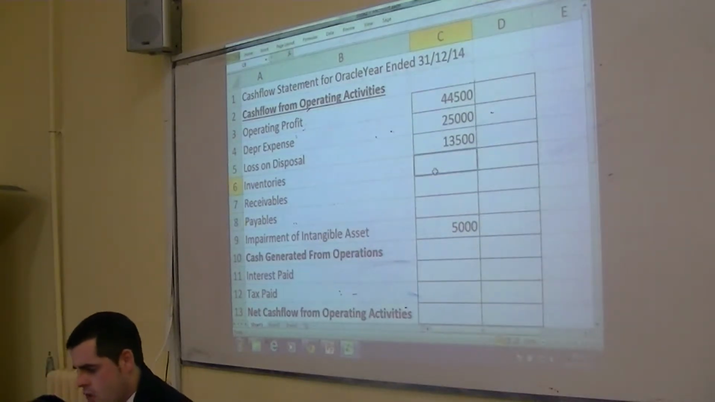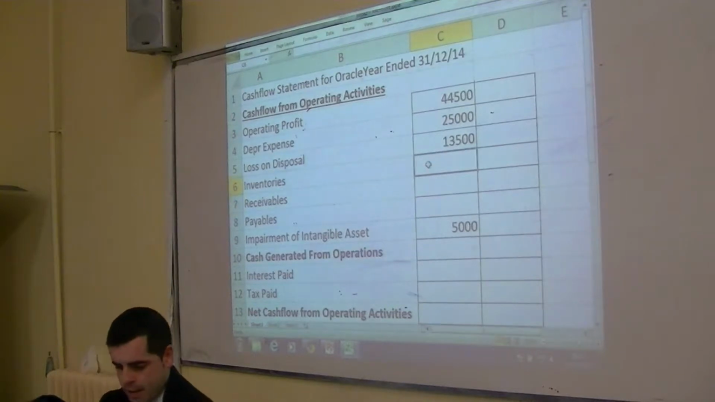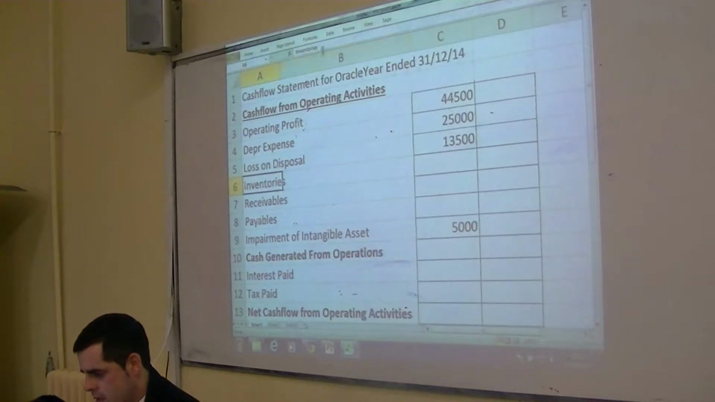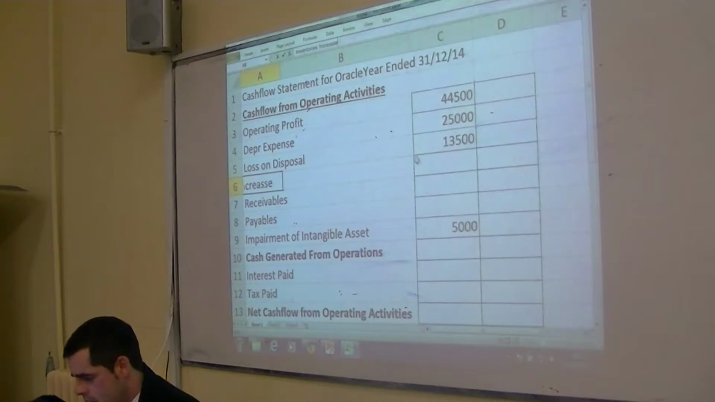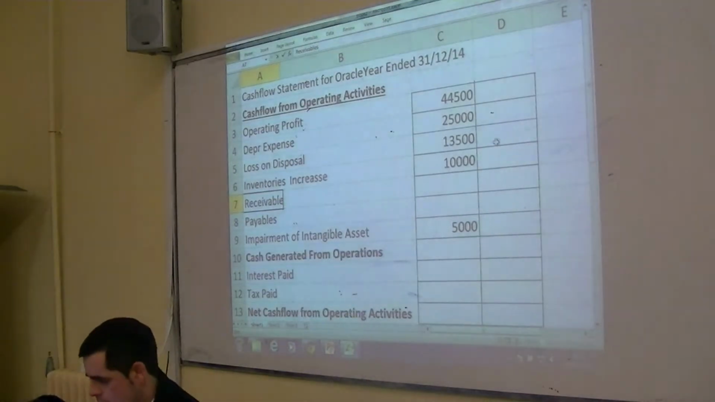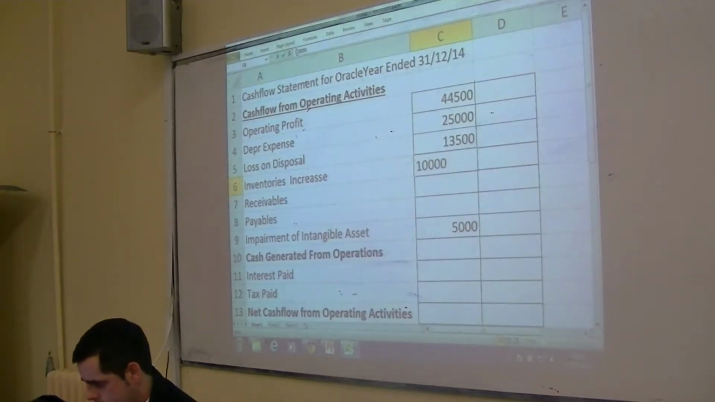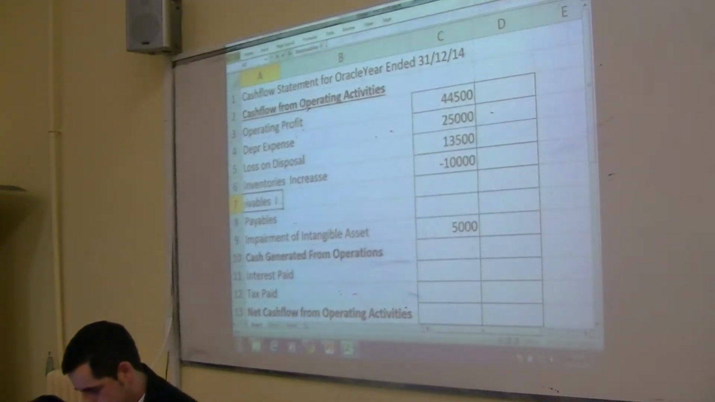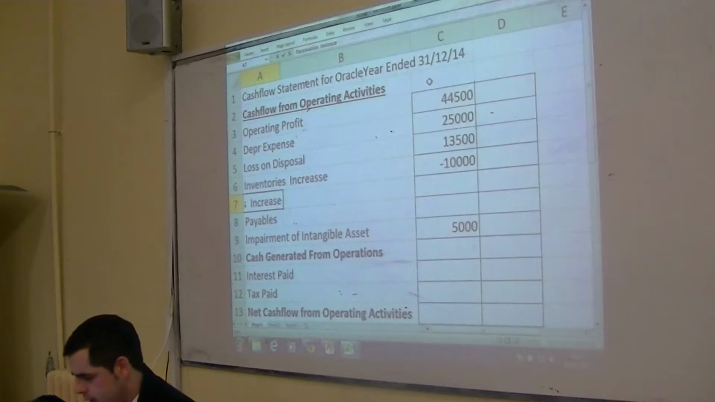So we're looking at inventories, receivables, and payables. If you look at inventories, has it gone up or down? Up. So it's an increase of 10,000, is it? Yeah. Receivables, sorry, that's an increase, so it's a minus, isn't it? I was just checking. Receivables went upwards as well. Yeah, so it's a -2.